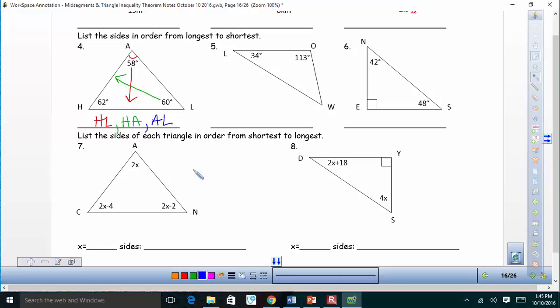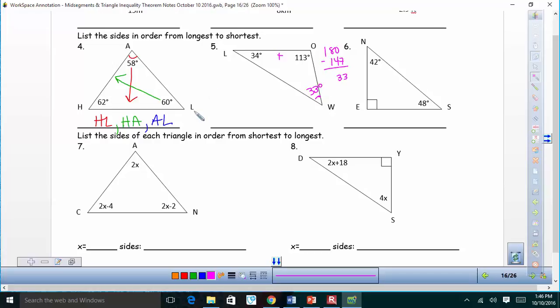Okay, what about number 5 when we're not given this last angle? What would we do here? Very good. We add these two together, which would give me 147, and then I'd subtract that from 180. So this piece would be 33.